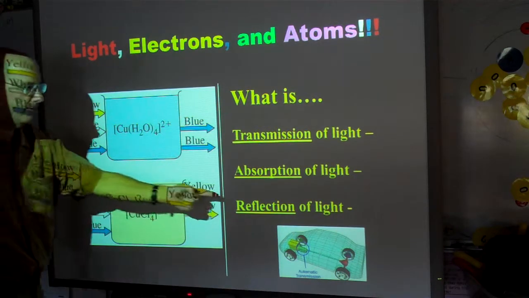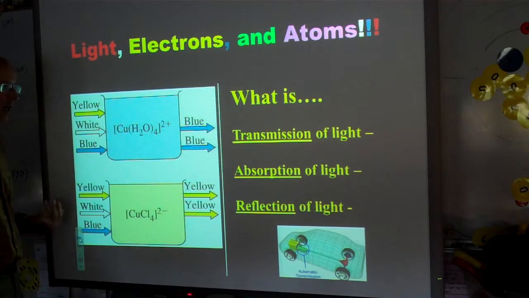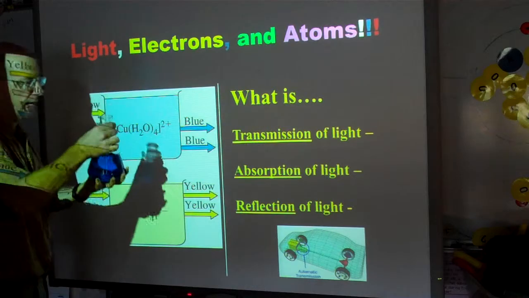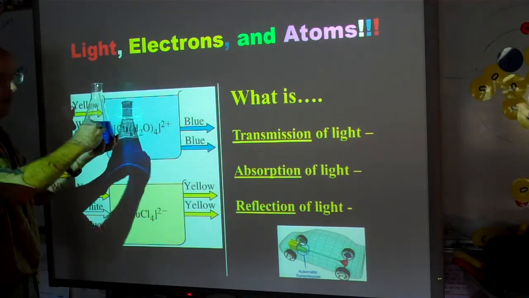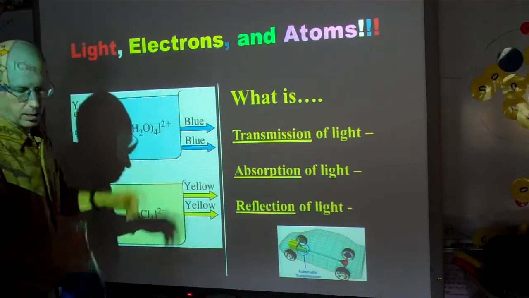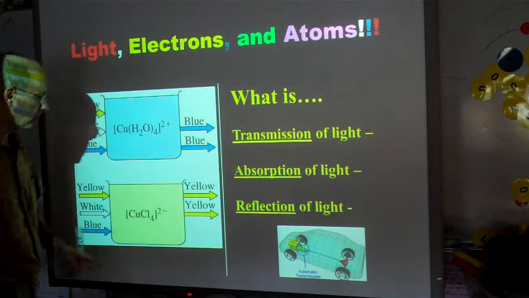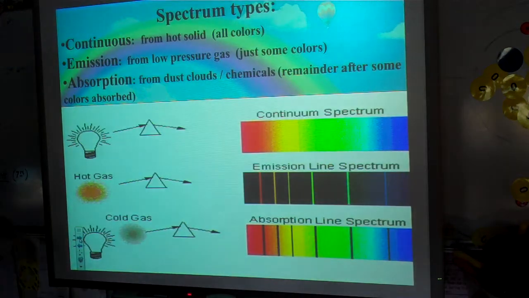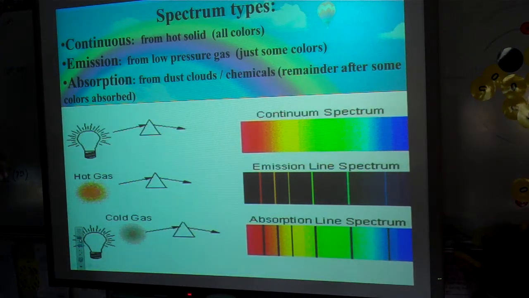If you think about reflection, that just means bouncing off. So a minute ago, I showed you the blue solution, and hopefully you saw the light hit it and bounce off, and that term is reflection. So that's our first objective. Know those three words. Second objective was thinking about spectral types.